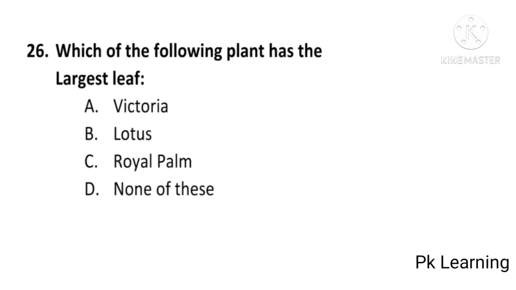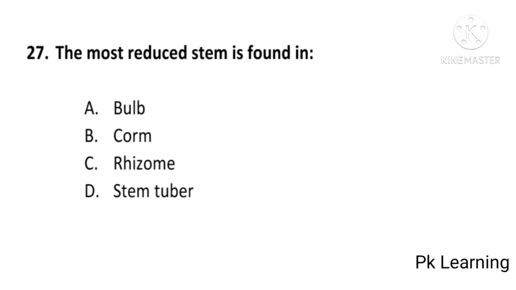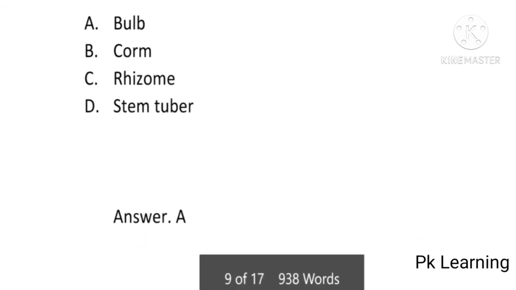And next question is, which of the following plant has largest leaf? Victoria, luteus, royal palm, or none of these? And answer is A, Victoria. The plant which has largest leaf, Victoria. A is correct option. And next question is, the most reduced stem is found in bulb, corm, rhizome, or stem tuber. And answer is A, bulb. The most reduced stem is found in bulb. A is correct option.